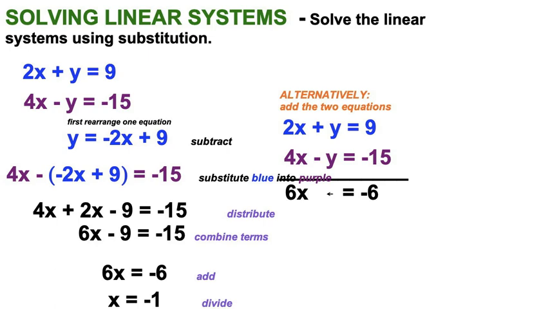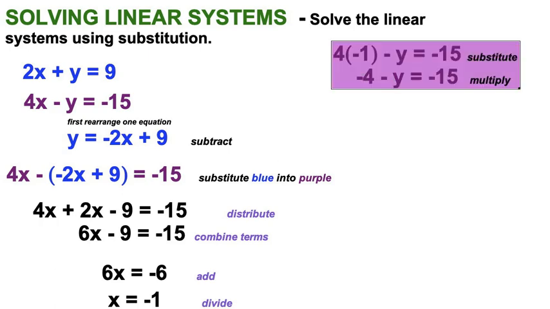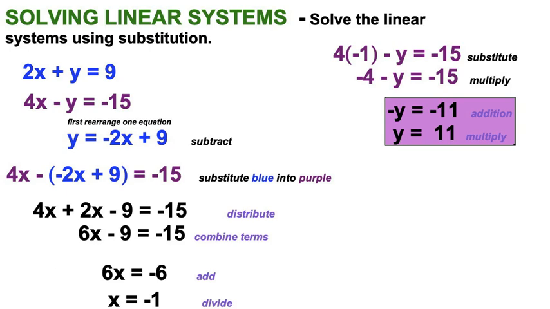And honestly, by the end of the chapter, your job is to decide which method to use. So honestly, you wouldn't have chosen this one. But now that we've got the x, we can proceed. And we can substitute. I'm going to substitute into that purple equation, the negative 1. Now you'd have to do this regardless of which method you used. And we're going to solve for that, and y is 11.